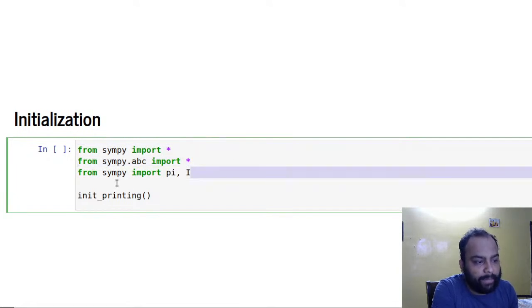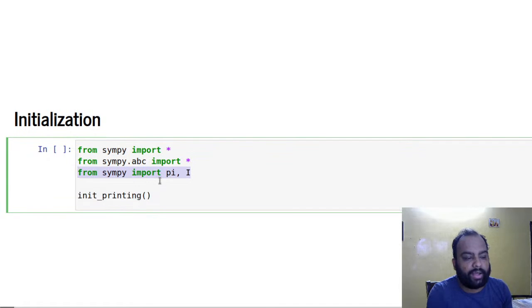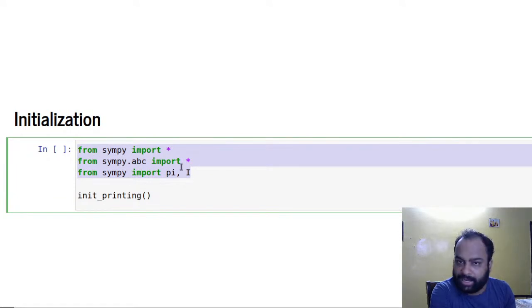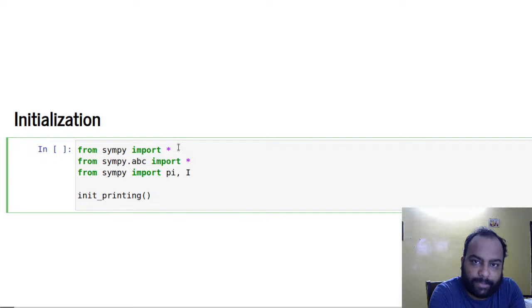Okay, then I also import these two things just to make sure that I have two very essential symbols: pi, and my complex unity I. This is the complex unity which we usually represent with j, but it is represented with an uppercase I in SymPy. So these three imports are essential if you are doing exploratory symbolic computations. Otherwise you could just do import SymPy as sy and call functions from that as sy dot and things like that.